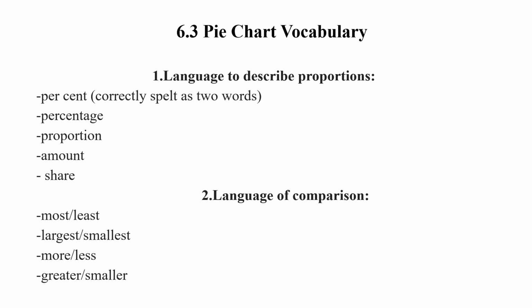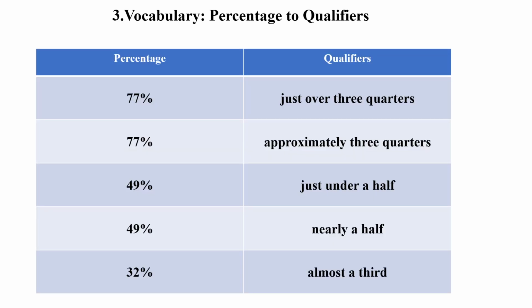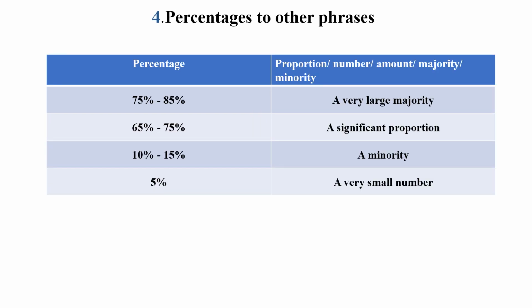6.3, pie chart vocabulary. Language to describe proportions, language of comparison. Please study these words, dear students, memorize them. Also, vocabulary: percentage qualifiers, and you also have to memorize them. Percentage and other phrases.